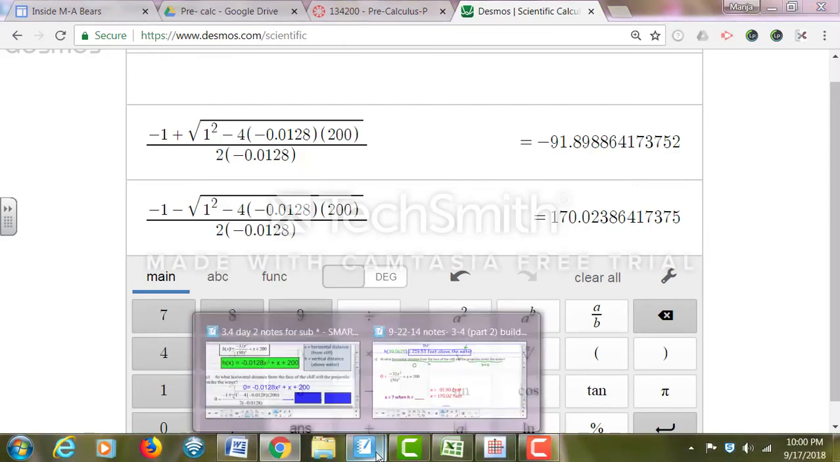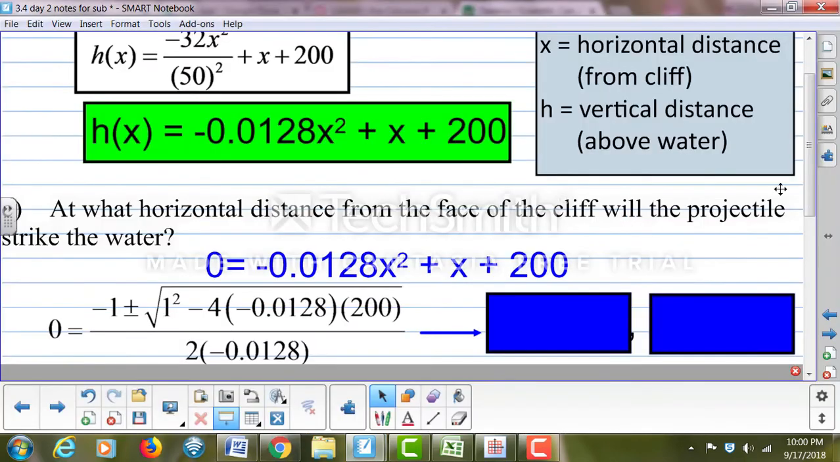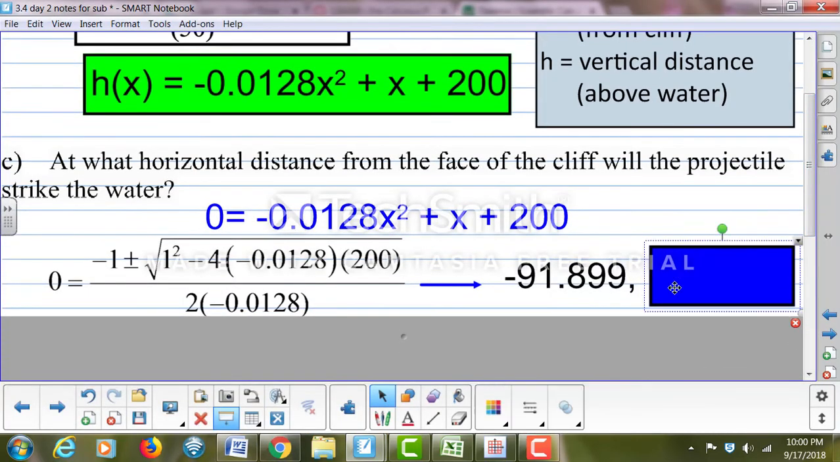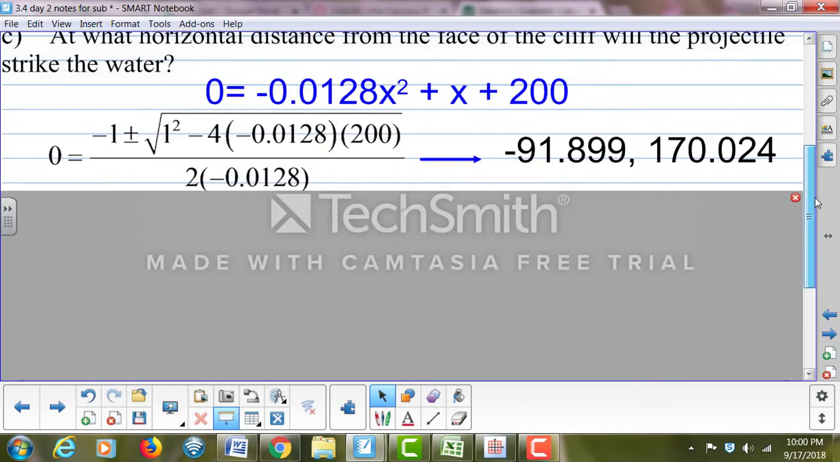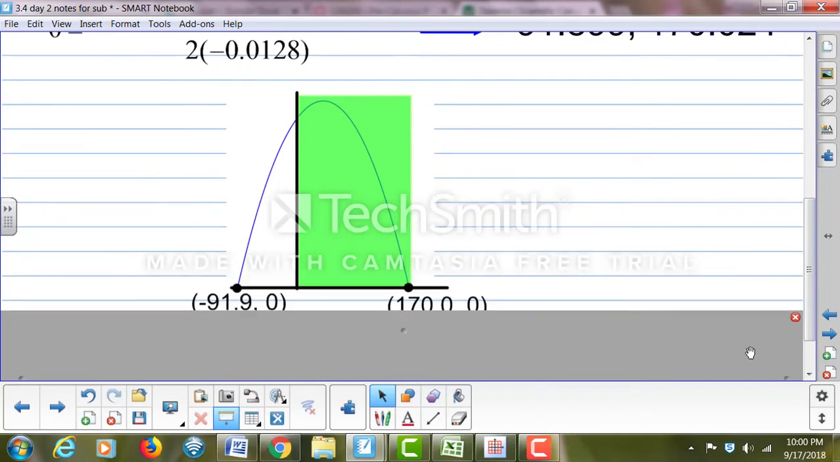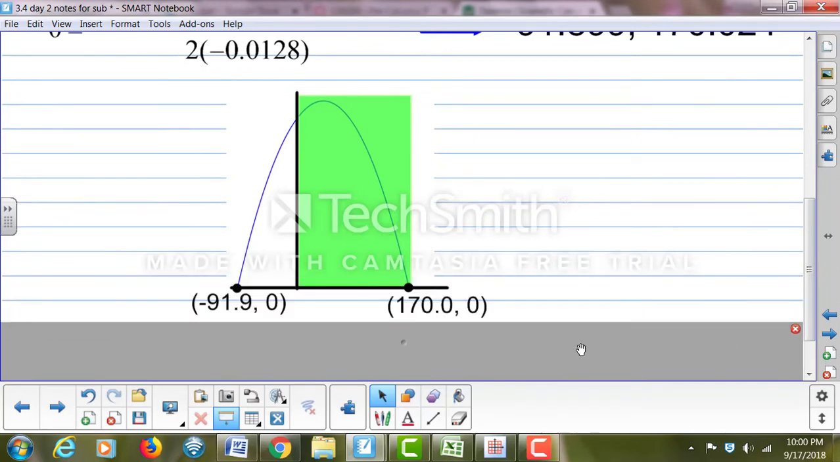So going back, it helps if we look at a graph. So we have these two answers. Now, are both of them valid? Is one of them valid? If you look at the picture, a lot of you probably know already which one is valid, but if you look at the picture, these are actually the x-intercepts.